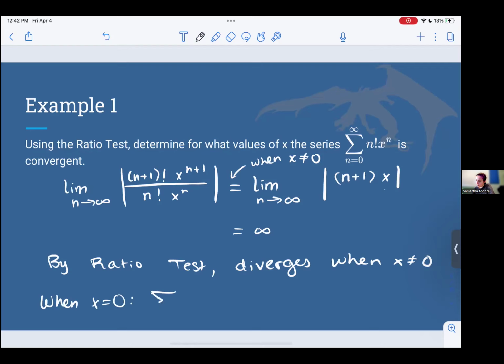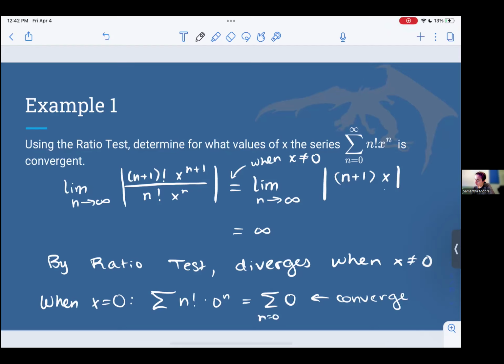And if we go back to our series itself, we're looking at n factorial times 0 to the n. In other words, we're summing up a bunch of zeros. So this is going to converge because it's just an infinite sum of zeros. In other words, it just equals 0.